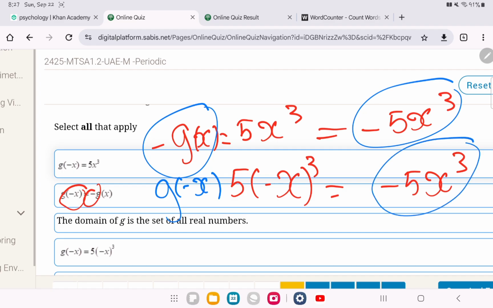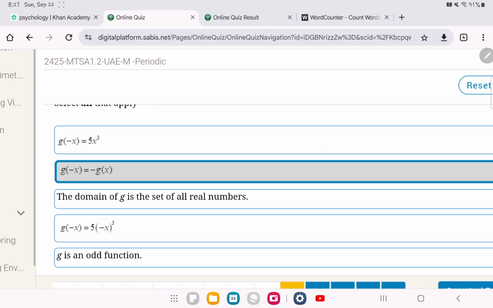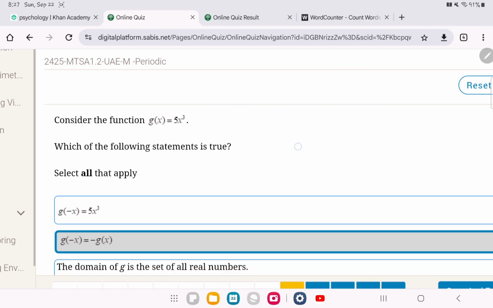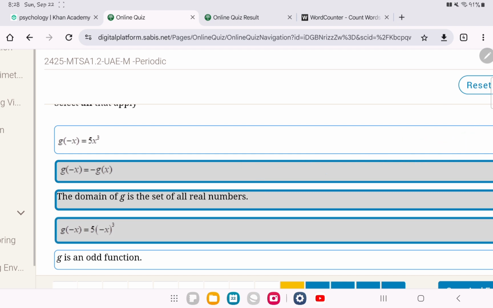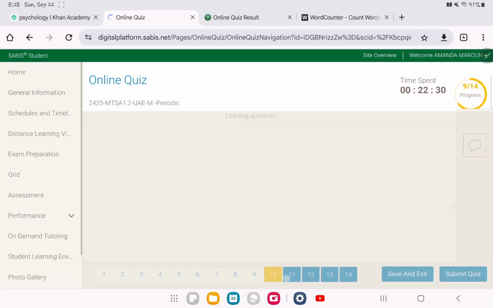So then we say it is odd, okay? So this one is correct, and it is an odd function. Now, the domain is the set of all real numbers. If you go back and you look, there is nothing that restricts this. So the domain can be the set of all real numbers. So this is also true. Then, we already solved this. We said g(minus x) is equal to 5 times minus x to the power of 3. So this is correct. And we said that g is an odd function. So for question number 10, there are 4 correct answers.